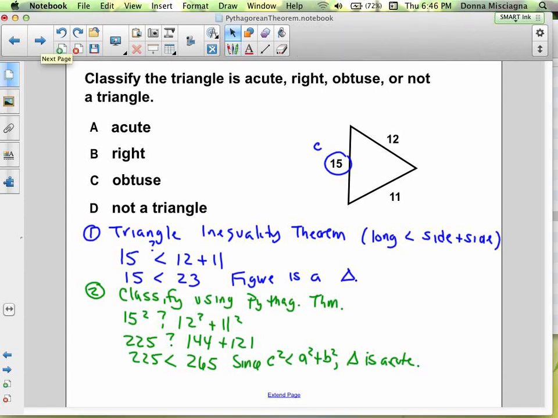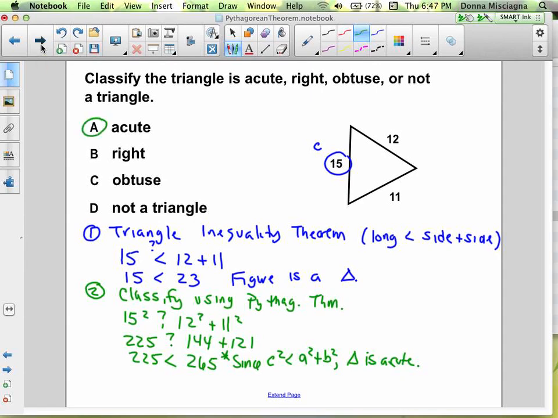All right? So we have determined it's a triangle by using the triangle inequality theorem, and we have classified this as an acute triangle using the Pythagorean theorem, and we've justified our answer. So if you have problems like this in your homework, and I ask you to justify, this statement here would be fine: since c squared is less than a squared plus b squared, the triangle has to be acute.